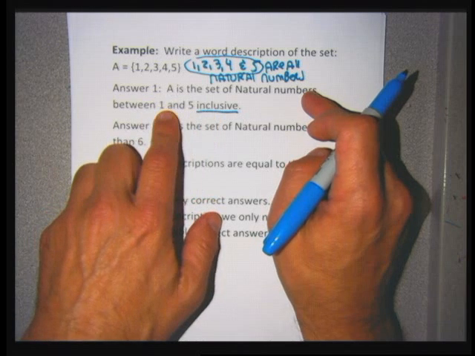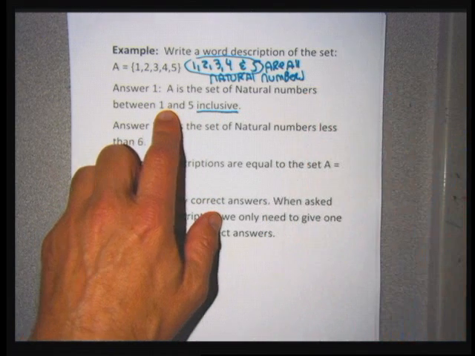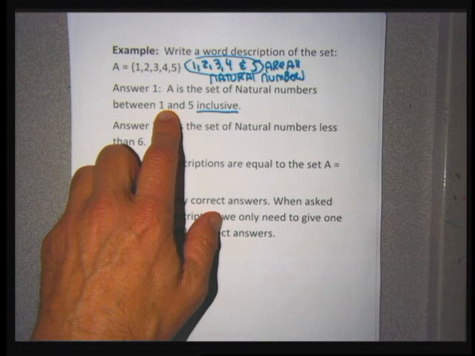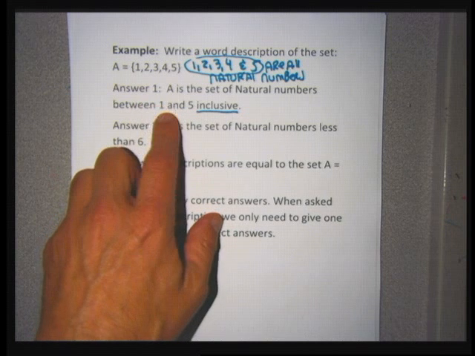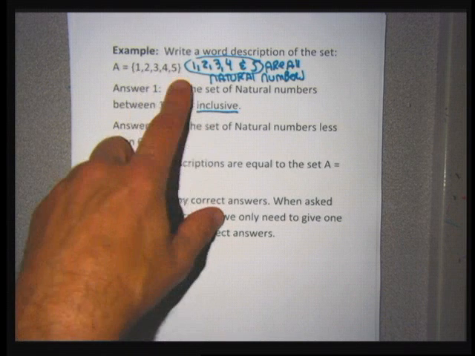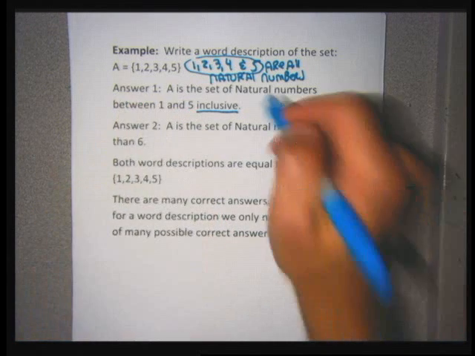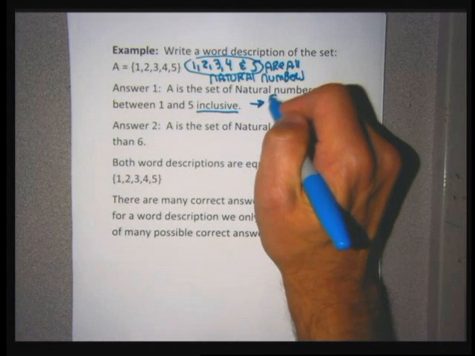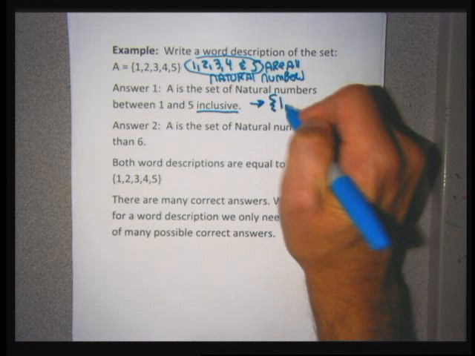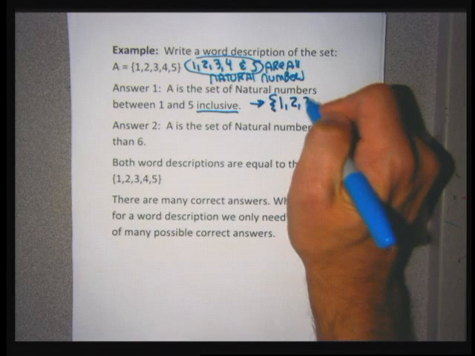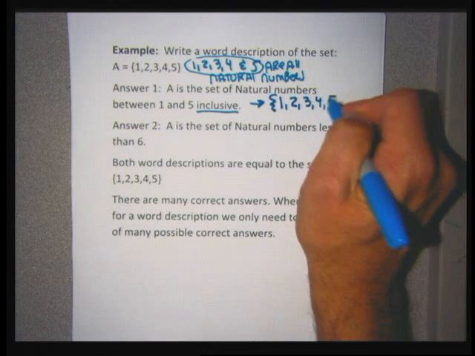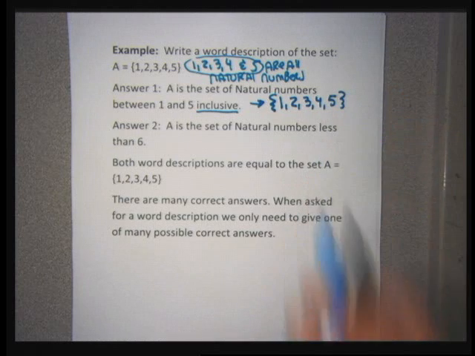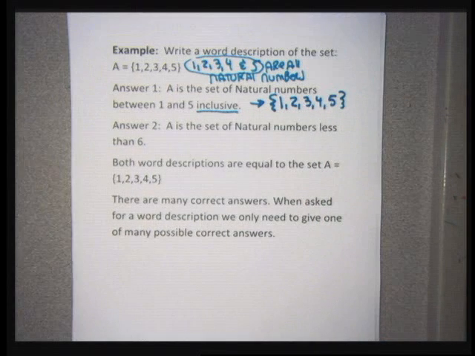So somebody that reads mathematics would know that if I write the set of natural numbers between 1 and 5 inclusive, that I'm only counting natural numbers and I'm counting the first and the last number. And this, to somebody that reads mathematics well, and hopefully you by the end of this section, would represent the numbers 1, 2, 3, 4, and 5. So this would be all I need to do to write a word description for the set A, the numbers 1, 2, 3, 4, and 5.